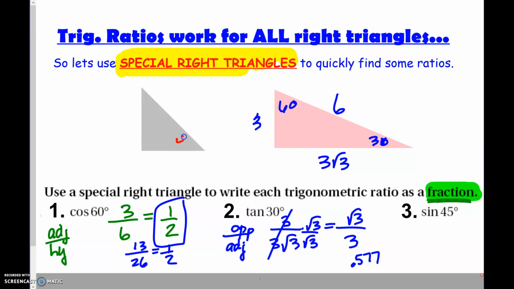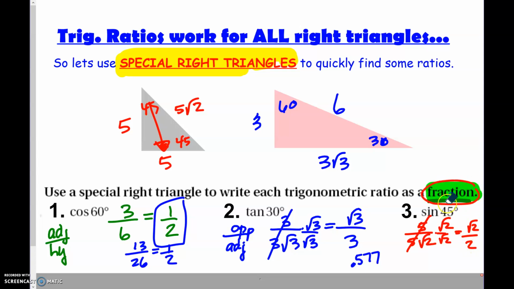Okay, so this one's going to be your 45-45-90 triangle. Let's just make this 5 and this 5. So this is 5 root 2. The sine of 45 is going to be opposite over hypotenuse, so 5 over 5 root 2. Let's take the 5s, they cancel. Now we have to multiply by root 2 over root 2. So it looks like I'm getting root 2 over 2 would be the fraction that they're looking for.